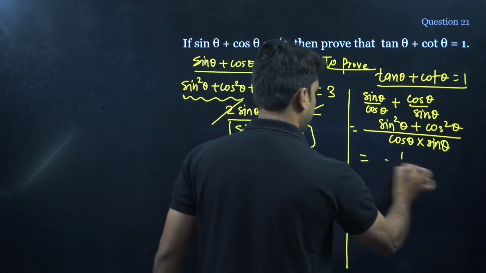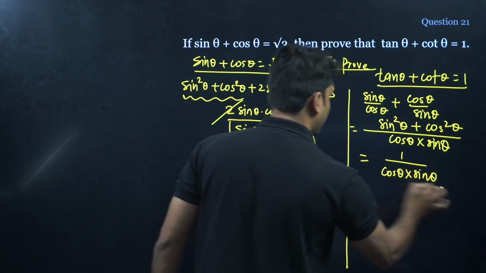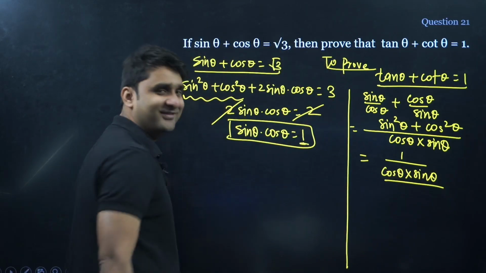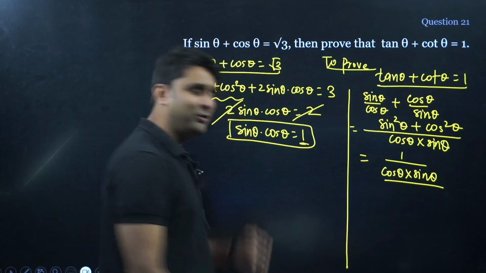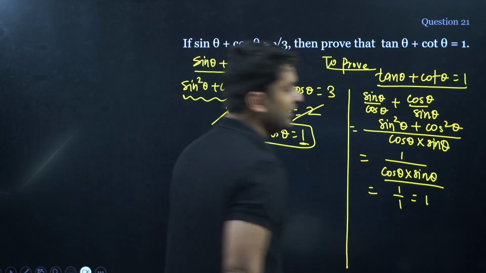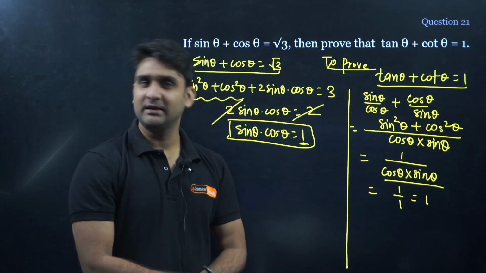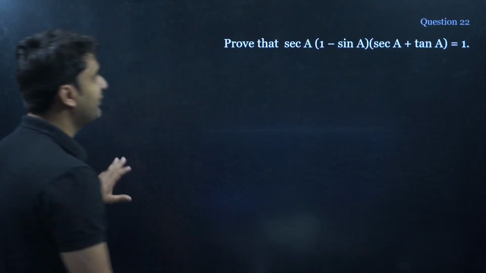So we have 1 divided by cos theta into sin theta, and cos theta into sin theta is equal to 1. Wow, hence we can put that here. So 1 by 1 is equal to 1, hence proved: tan theta plus cot theta is equal to 1. Clear, everyone? Okay. Moving to question number 22.